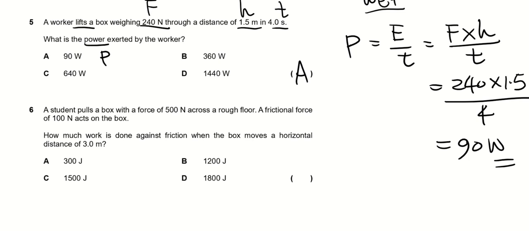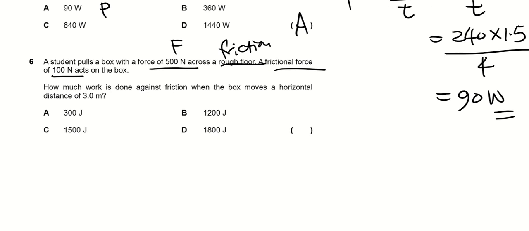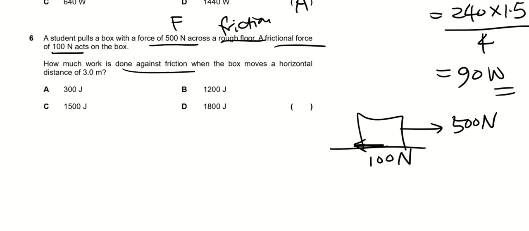Okay, question 6. It pulls a box with a force of 500 Newton, annotated as F, across a rough floor. That means there's going to be friction. A frictional force of 100 Newton acts on the box. So if I were to draw the free body diagram, I pull it with 500 Newton. There is a frictional force of 100 Newton. So how much work is done against friction?